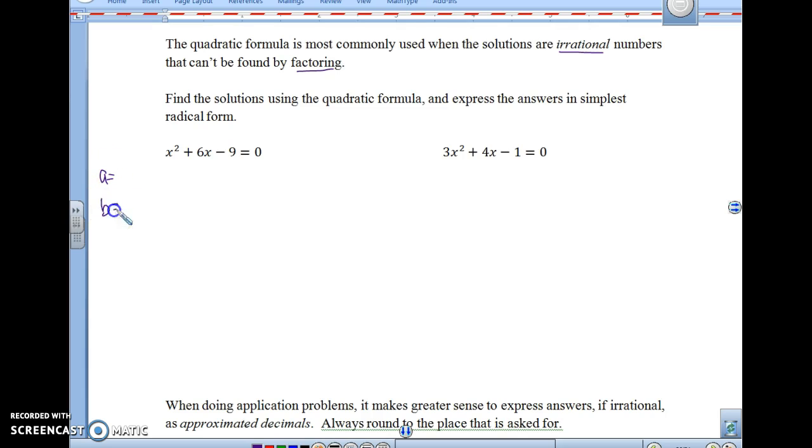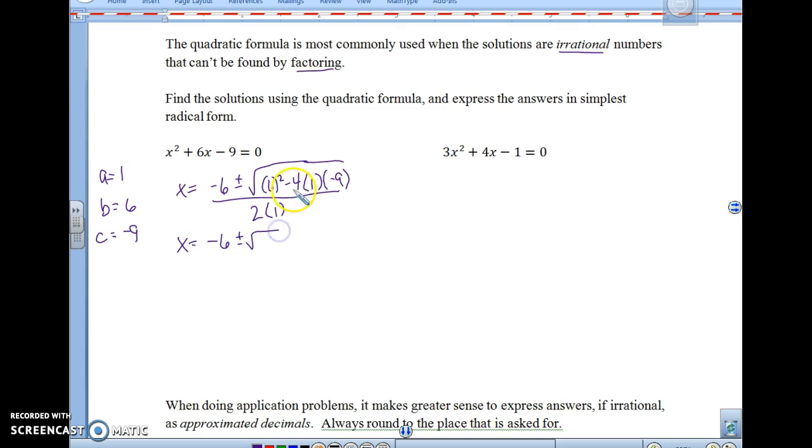In this problem, we have to know what a, b, and c are. Make sure this is equal to 0. a is 1, b is 6, c is negative 9. All right, so our equation again is x equals negative b, which would be negative 6, plus or minus the square root of b squared, 6 squared, minus 4 times a, which is 1, times c, which is negative 9, all over 2 times 1. So this is negative 6 plus or minus the square root of 6 squared minus 4 times 1 times negative 9. And when I multiply all that out, it comes out to be 72.